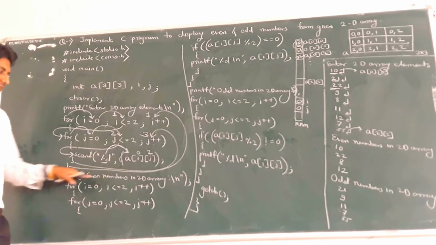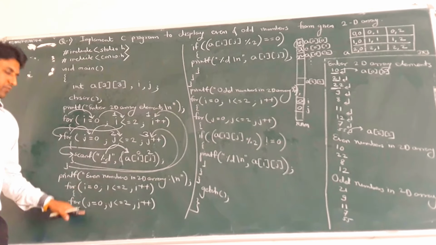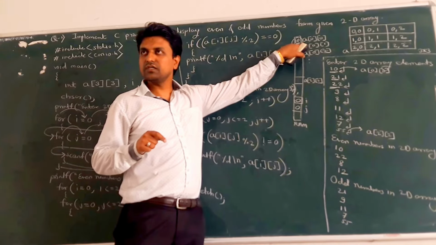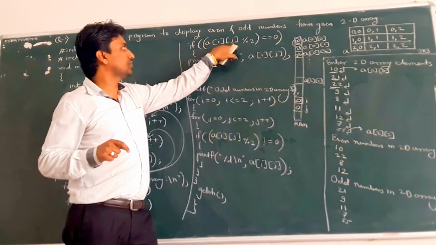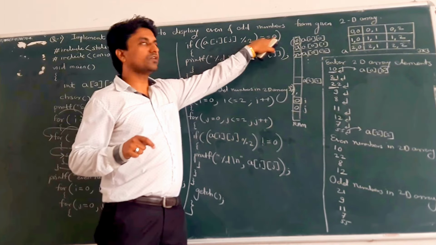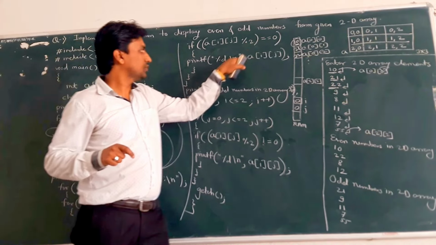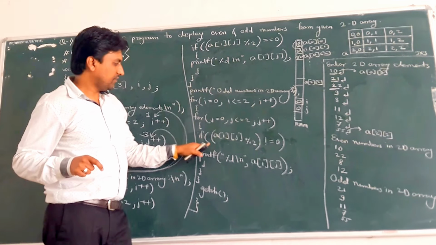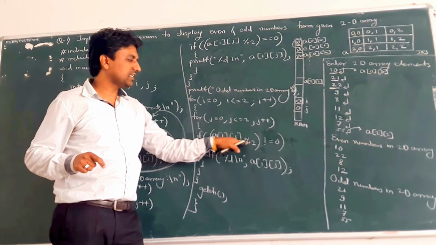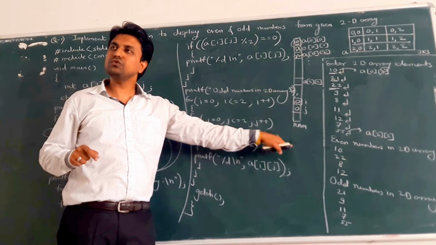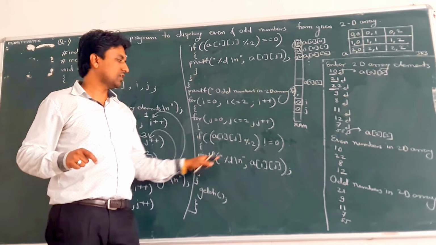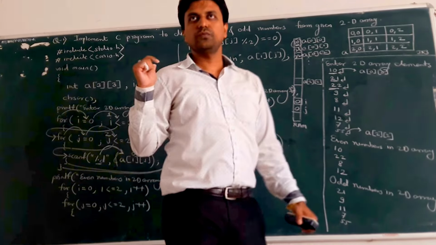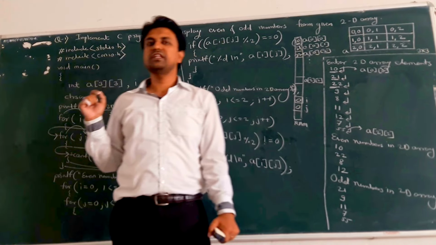Next, printf even numbers. Now in the same way, take the value from each and every location of the array. A of 0 0 mod of 2 is equal to 0. If it is true, then it is an even number. Print that even number. If it is odd, meaning a of i j mod of 2 is not equal to 0, then it is an odd number. Print the odd numbers. This is the execution flow of your program. So today we will stop here.